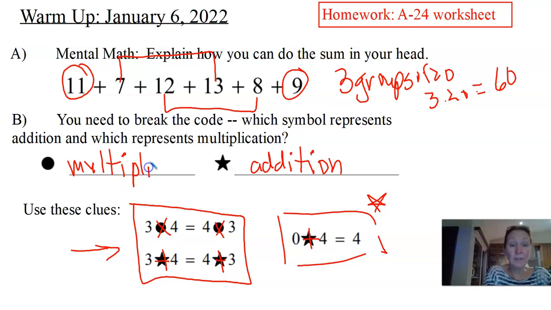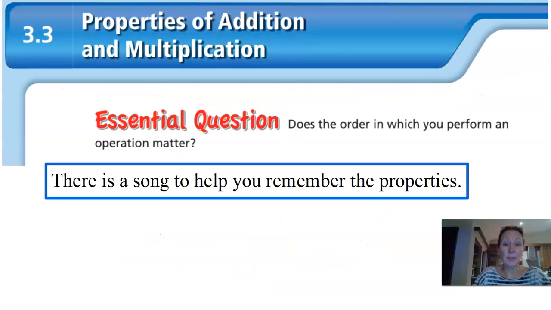And so it's kind of a little intro into what we're learning about today, where you can switch the order of the numbers that you multiply and get the same answer. Same thing when you add. You can switch the order and you'll still get the same answer. Okay, so let's start off with the essential question. Does the order in which you perform an operation matter?